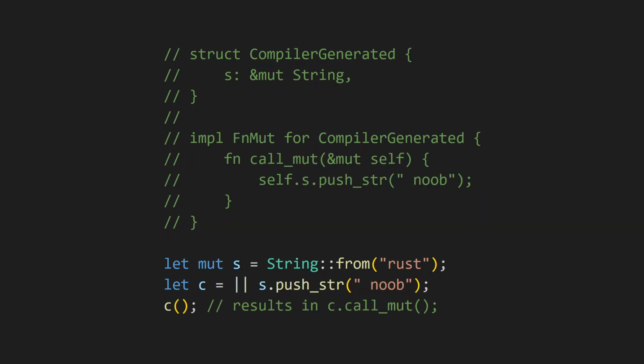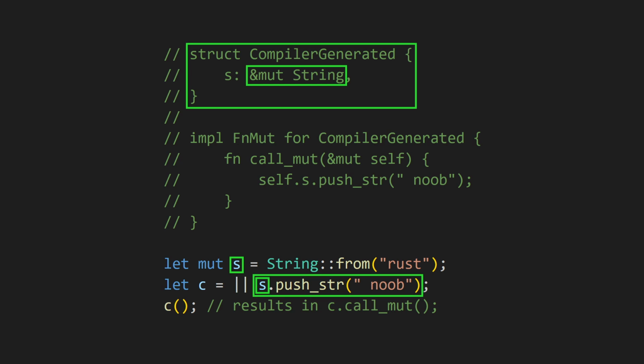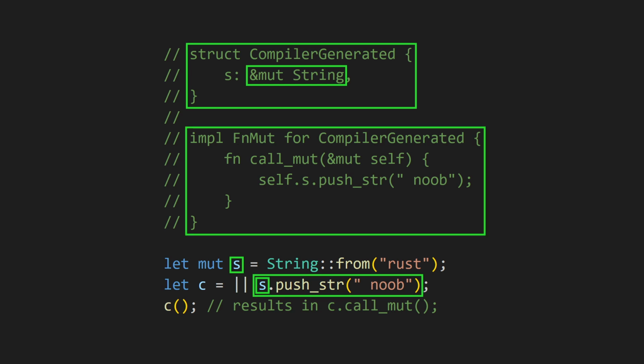This code demonstrates a simplified model of how the compiler implements a closure that captures a value by mutable reference. The compiler captures s with the minimum access that still satisfies the closure usage. In this case, the closure requires a mutable reference to s in order to be able to mutate its value. The compiler then implements the FnMut trait for the closure, allowing it to be called. The callMut method takes a mutable reference to self, because that's the minimum required to satisfy how the captured value is used.